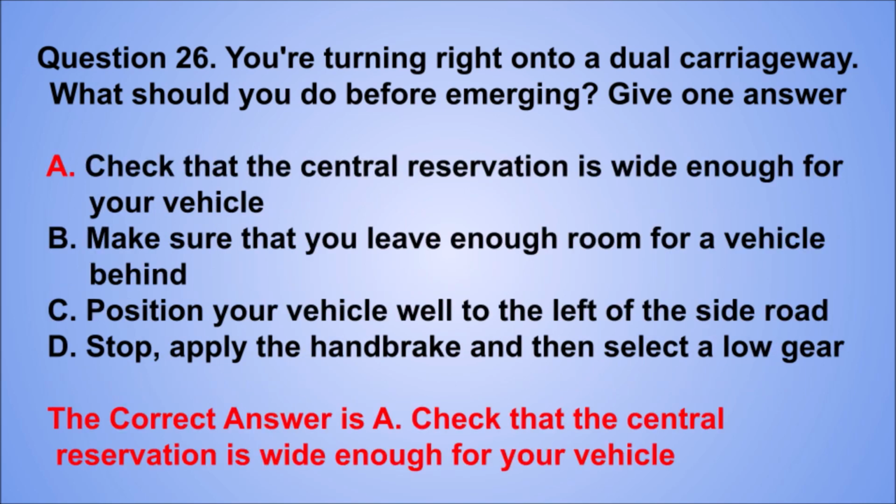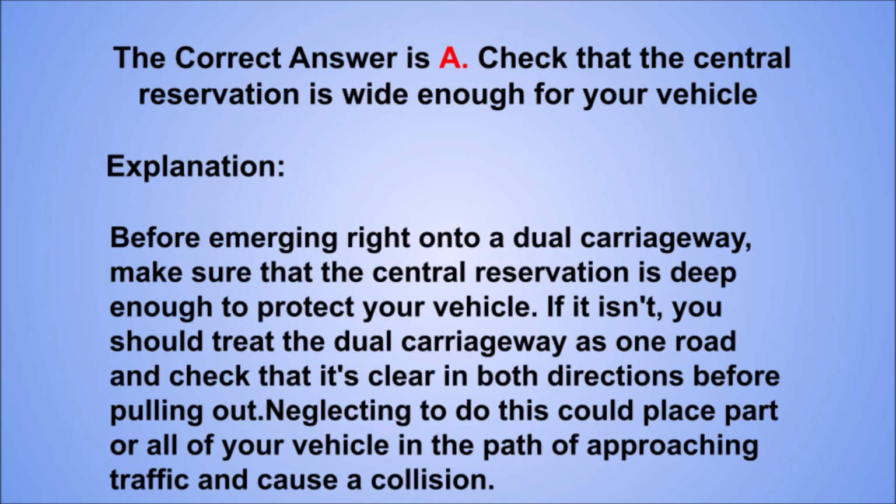The correct answer is A. Check that the central reservation is wide enough for your vehicle. Explanation: before emerging right onto a dual carriageway, make sure that the central reservation is deep enough to protect your vehicle. If it isn't, you should treat the dual carriageway as one road and check that it's clear in both directions before pulling out. Neglecting to do this could place part or all of your vehicle in the path of approaching traffic and cause a collision.